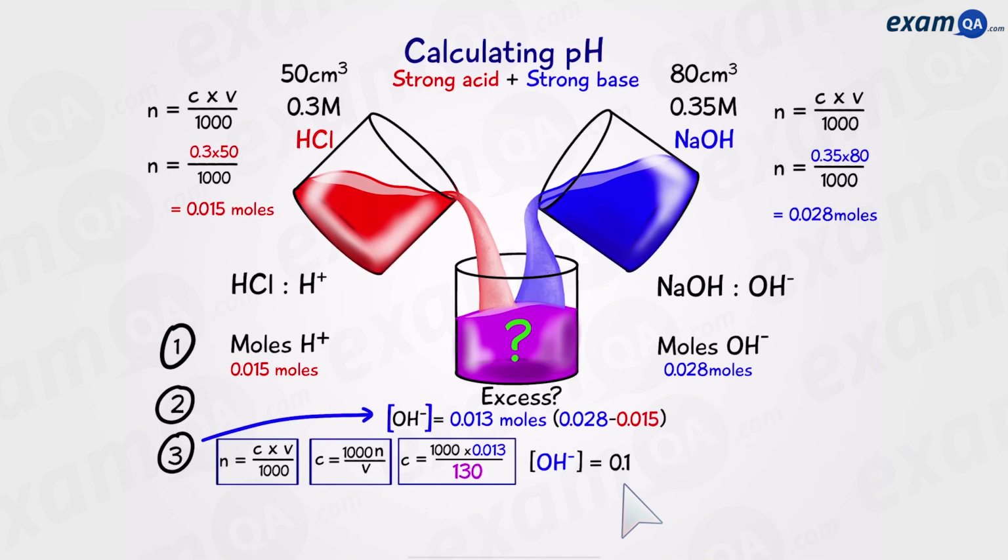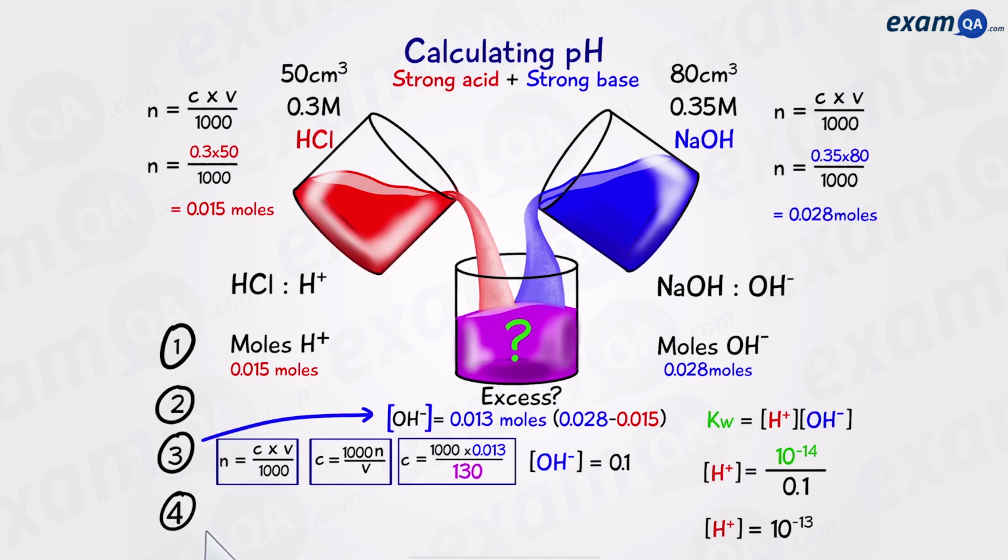Now remember that we can't work out pH using hydroxide ions. We have to convert this into hydrogen ions. We're going to do that by using Kw. So we're going to rearrange it, and we get the following. H+ is equal to Kw divided by OH-. Remember that Kw is 10 to the minus 14 unless specified. And OH- is 0.1. So the concentration of H+ is going to be 10 to the minus 13.